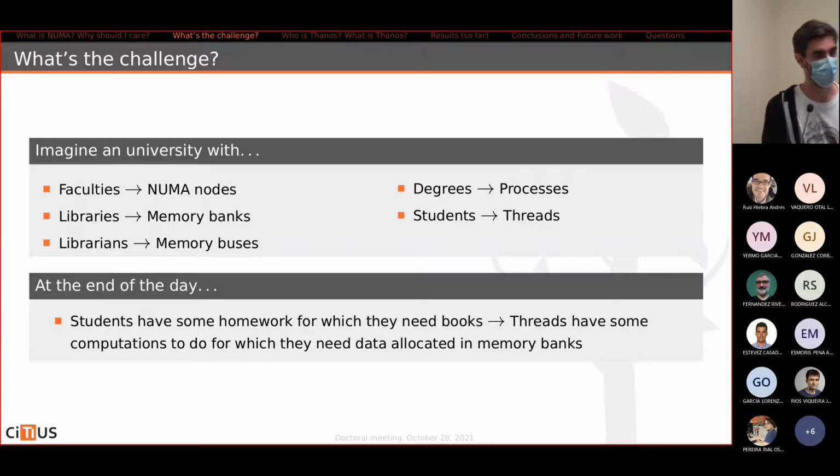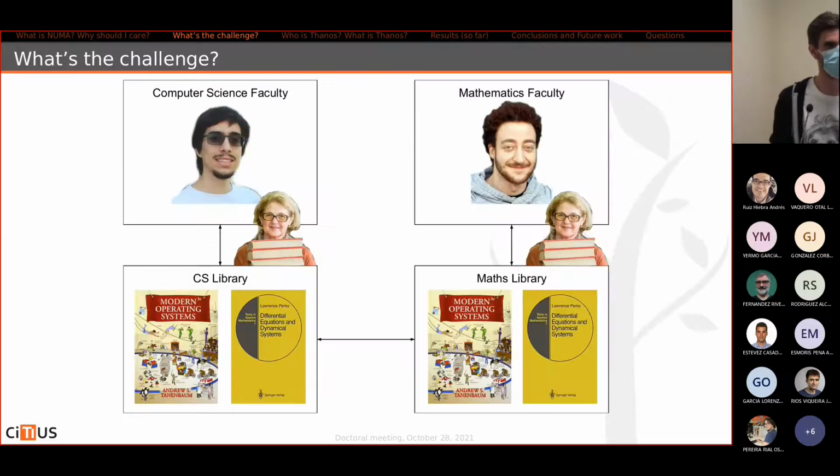So at the end of the day, what we have is some students that have to do some homework, and to do that homework, they need data in books. Or what is the same, we have some threads that have some calculations to do, and for that calculation, they need data allocated in some memory pages. So let's start with the easiest example here. We have only 2 faculties, and each faculty has only one but promising student. So here we have the computer science faculty and the mathematics faculty.